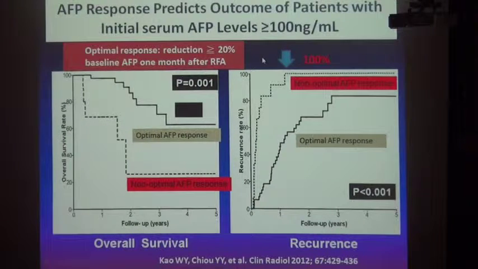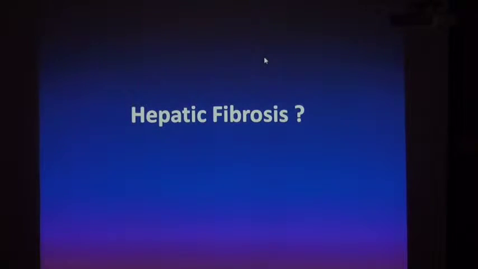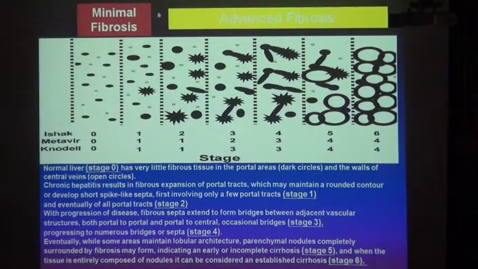More than 100 nanogram. And the hepatic fibrosis, we already know this is hepatic fibrosis between the pathology and the surgical, the pathology. We can grade from 0 to 4, or according to this method, grading 0 to 6.